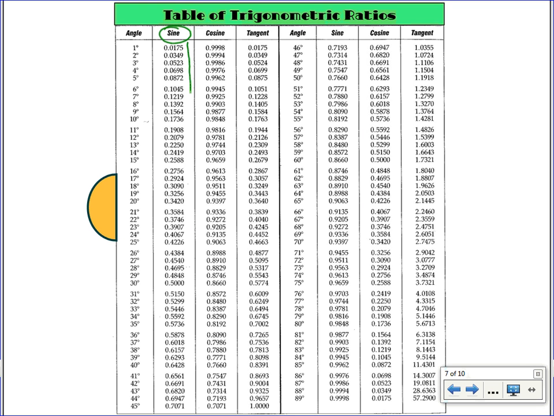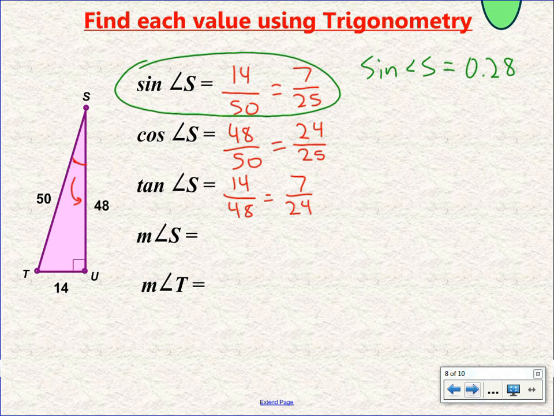So let's see, I scroll down here. Looks like that's pretty close. 0.2756 is really close to 0.28. So I'm going to say that our closest angle is 16 degrees. And I can come back and pretty confidently say angle S is about 16 degrees. Not too bad, right? If you use cosine or tangent, did you get the same thing? I hope so. You might have gotten very, very close, but you should still get 16.